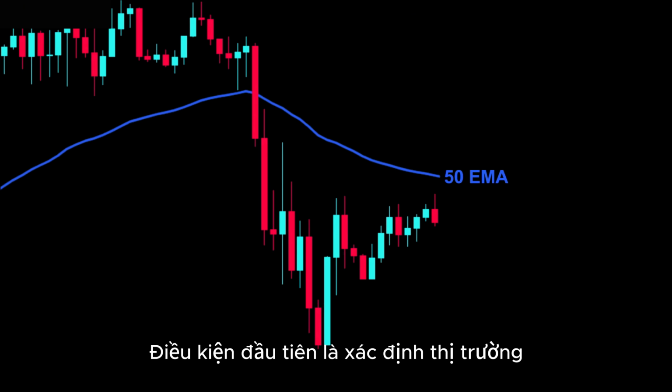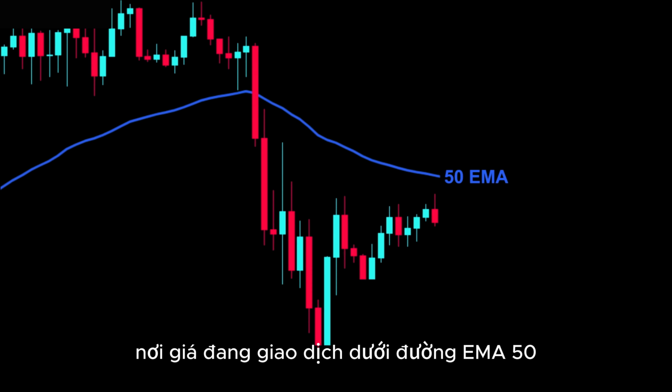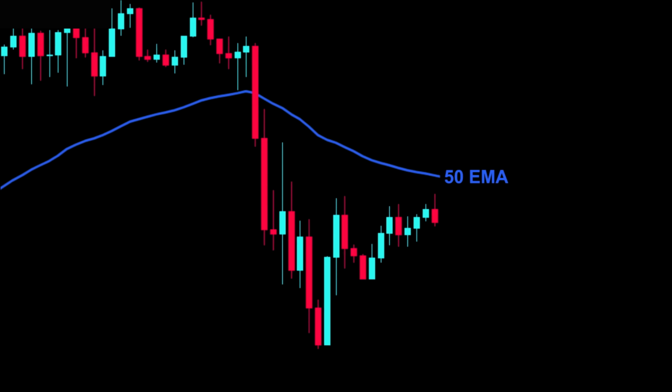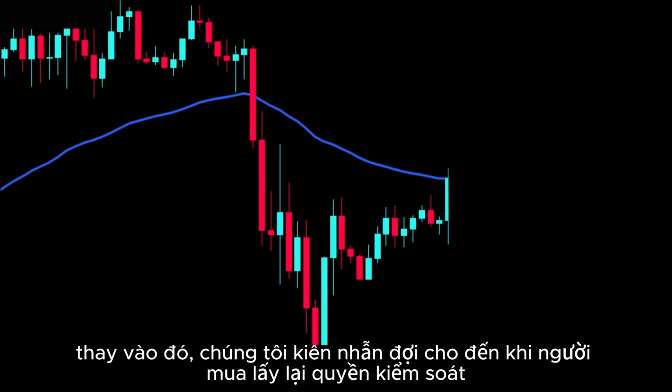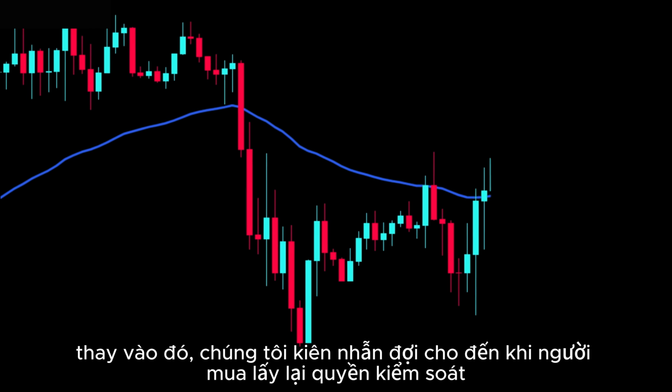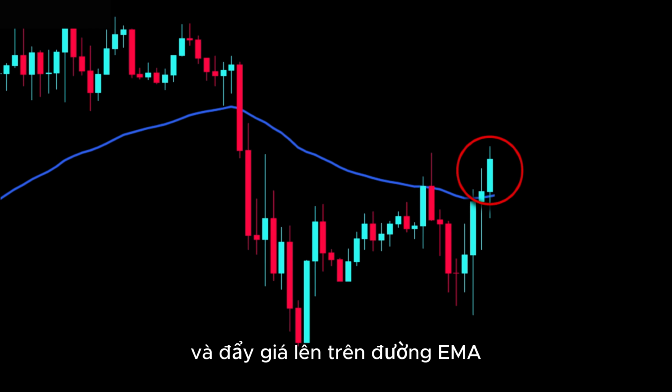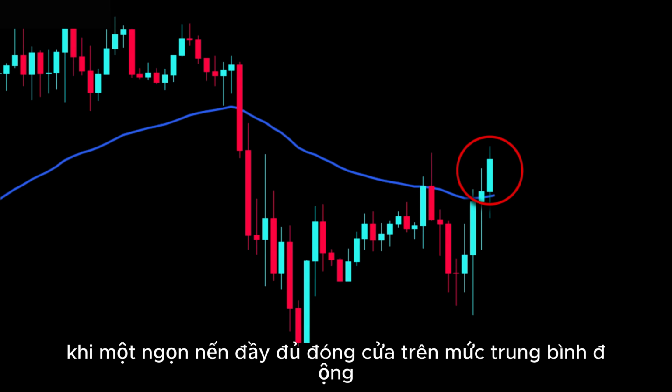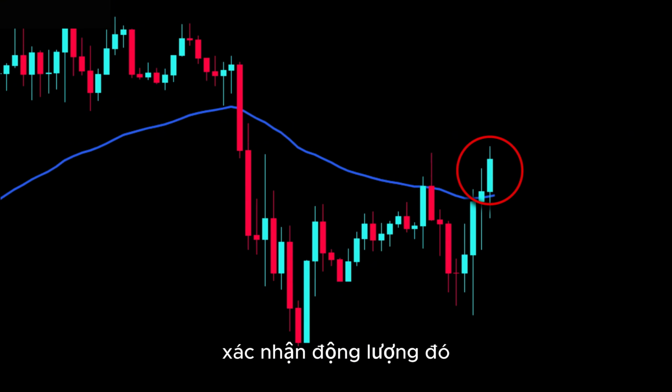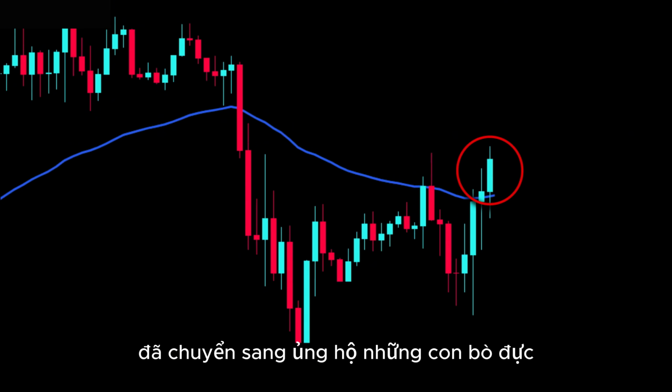The first condition is identifying a market where the price is trading below the 50 EMA. We don't enter immediately. Instead, we patiently wait until buyers regain control and push the price above the EMA. The breakout is only considered valid once a full candle closes above the moving average, confirming that momentum has shifted in favor of the bulls.